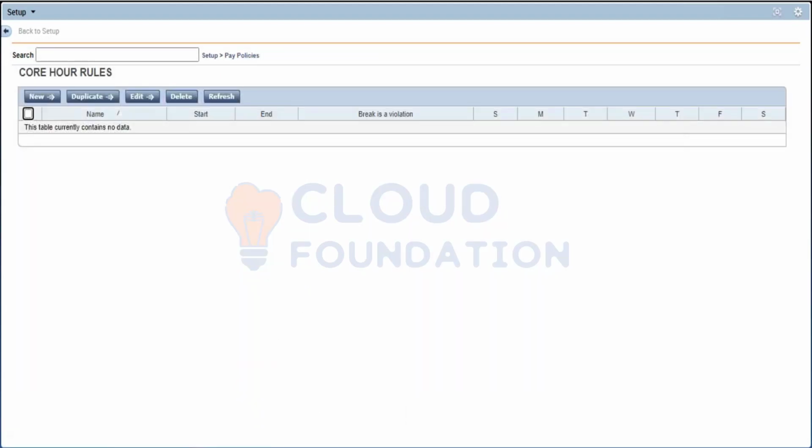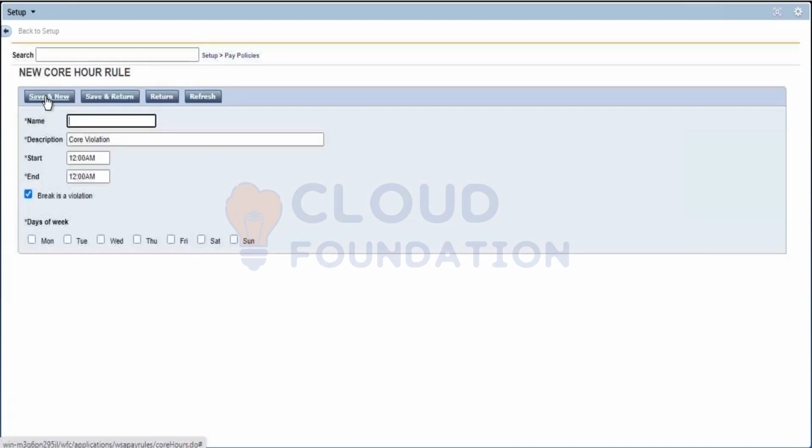Next is core hours. Core hours is nothing but defining time ranges that employees are expected to work. So I'll say this is my core violation. This person has to work all these hours in order to get paid. This is the opposite of the shift guarantee, where even if he's working only a minimum time on the days that I specify, he's going to get paid at least 2 hours. Core hours are the time ranges employees are expected to work in order to qualify for the pay.